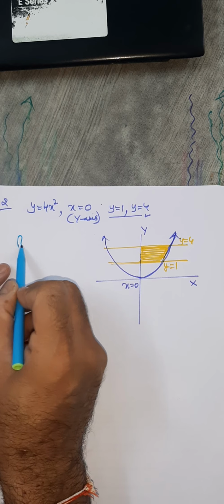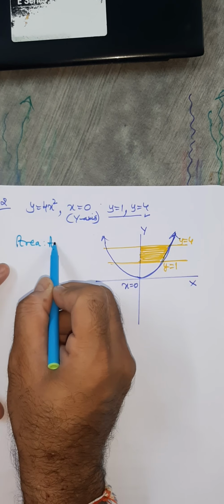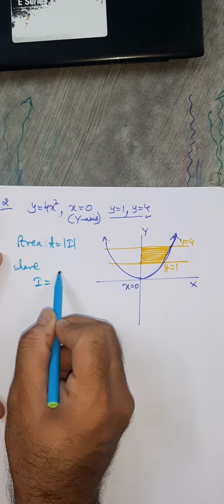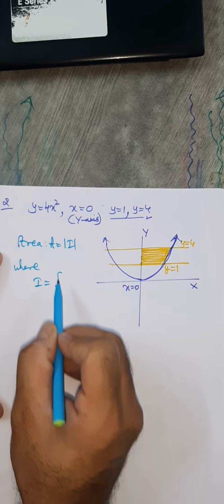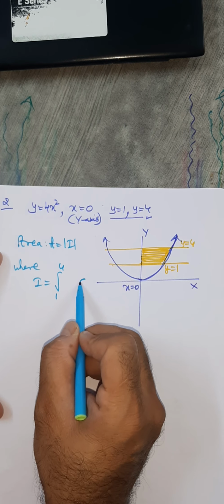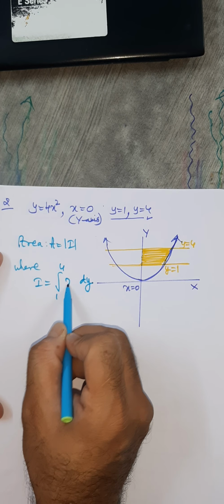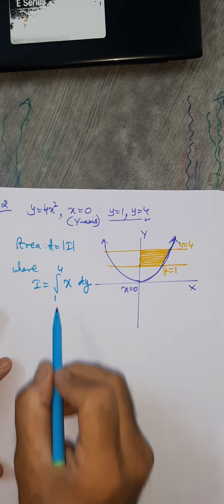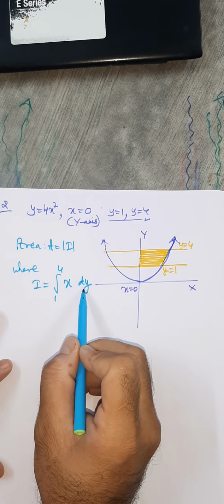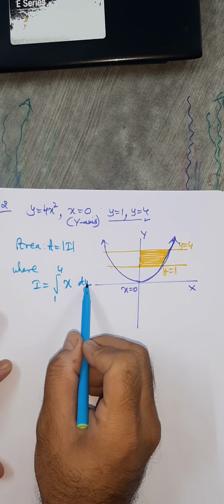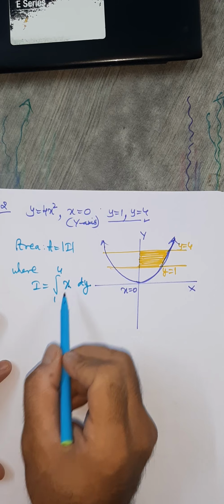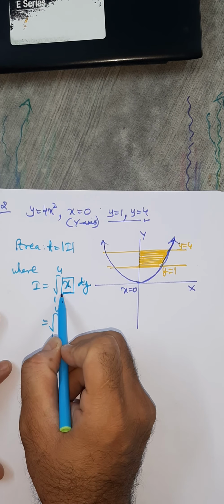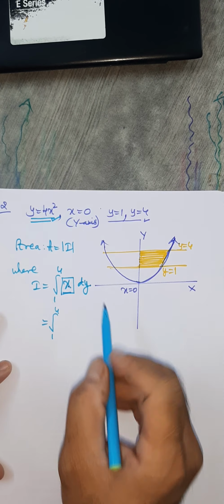So here area, that is A equals to modulus of I, where I is given by integral from where to where? 1 to 4. Around which axis? y-axis. So I'll write dy. When you write dy, you need to write x. So x dy and y dx. I have already told you a number of times earlier. If you write dy then you have to write x here. Now you know this. You need to make the x as a subject of the expression in the function.